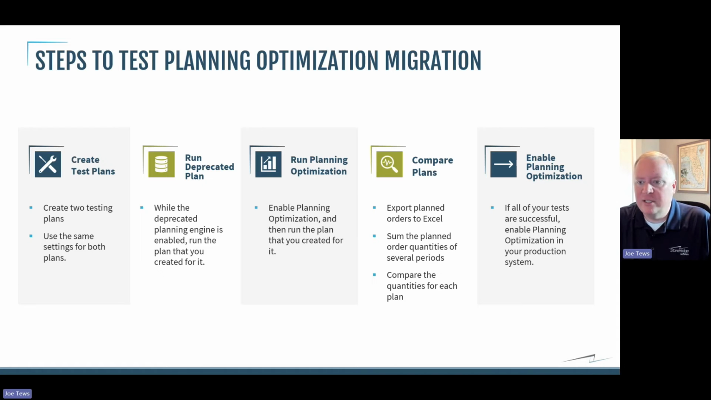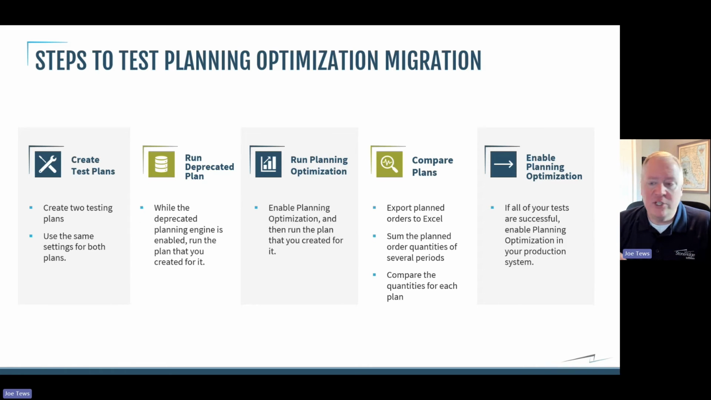Once I've run the fit analysis, I'm probably going to want to do a little more testing. And realistically, you want to do kind of an A/B test between the legacy deprecated MRP engine and the new planning optimization engine. So a few quick steps to get you through that process. The first thing you're going to want to do is create two testing plans. You want to make sure that you use the same settings for both plans.